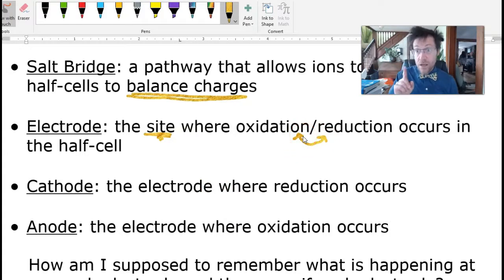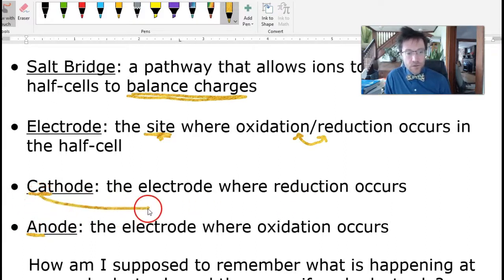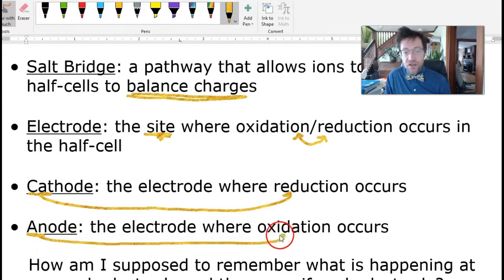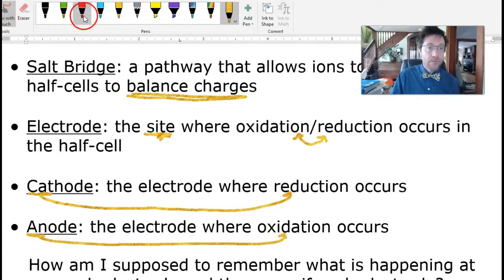It's important to know it doesn't always have to be metal, because modern batteries don't actually use metal for both electrodes. Now, we do have to have this dialed in, whether it is a cathode or an anode. Cathode is where reduction happens. And an anode is where oxidation occurs. You have to have that memorized.